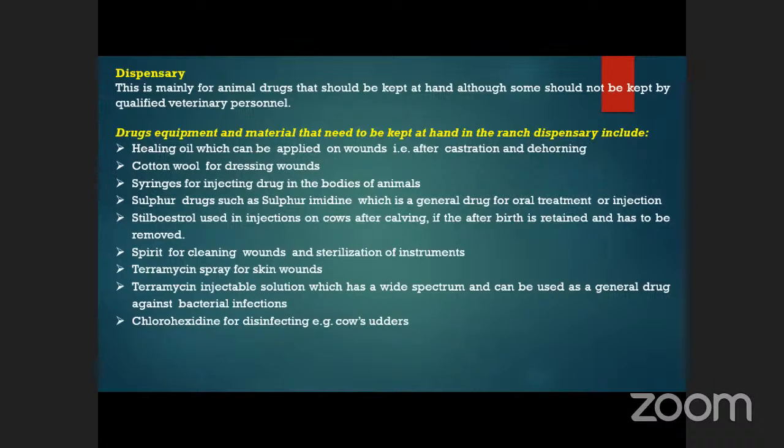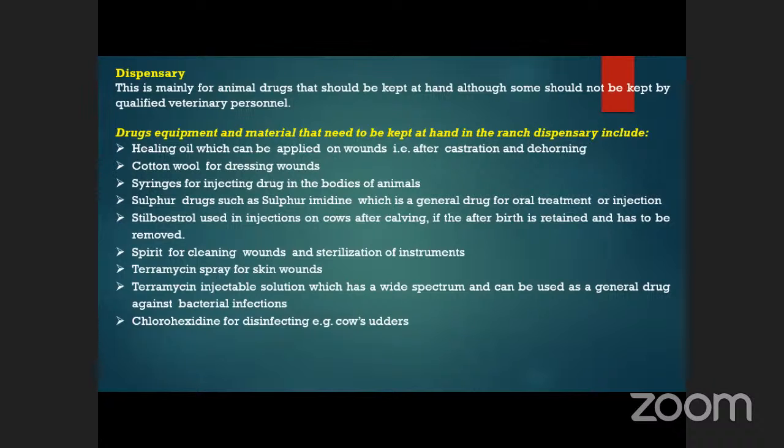And then sulfur drugs such as sulfamidine, which is a general drug for oral treatment or injection. You introduce that into the animal's body for other sicknesses, since it's general. And then we have stilboestrol used in injections on animals after calving. If the afterbirth is retained and has to be removed, I mean the placenta, and it fails to come out, you have to inject this to force that placenta to come out of the animal's body.